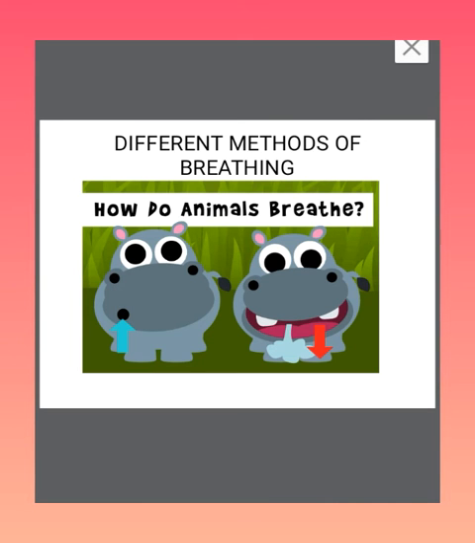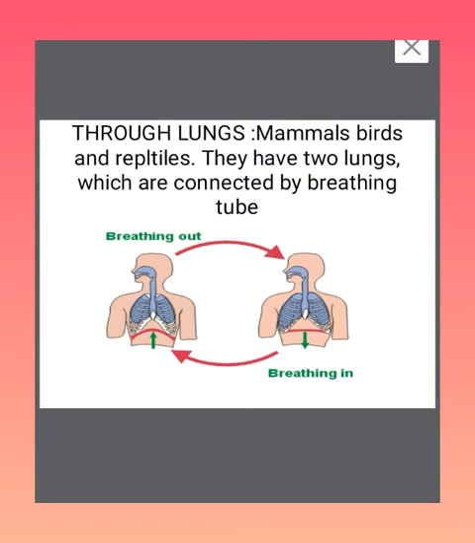All right, so next we will talk about different methods of breathing. How do animals breathe? The first way is through lungs. Mammals, birds and reptiles have two lungs which are connected by a breathing tube. As you can see, children, it has two lungs. This is one and this is two.